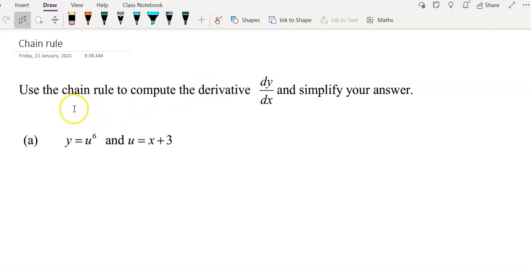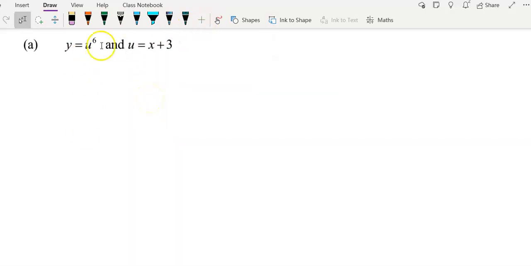Hi everyone, this video is showing you how to use the chain rule to compute the derivative dy dx. So here I have an example. If given y equals u to the power of 6 and u equals x plus 3, how are we going to differentiate this function?